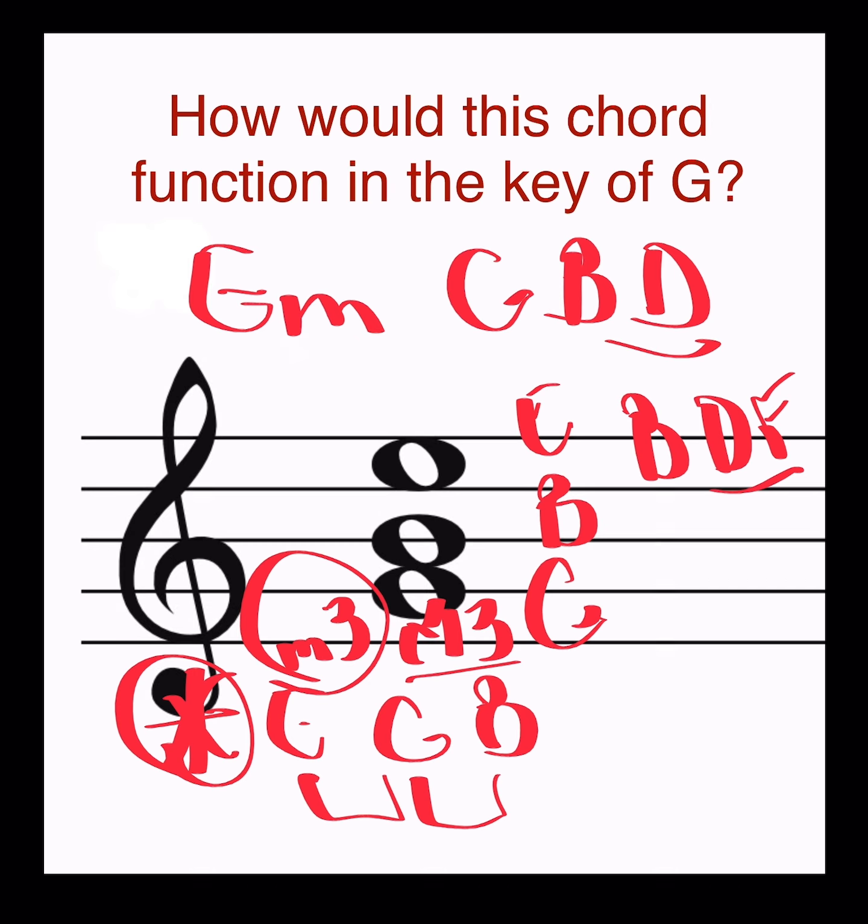Now, because the G is down in the bass, that would put the chord into first inversion, but that's not part of our question here. How would this chord function in the key of G? You have to think of your G major scale. In a G major scale, the note E is the 6th scale degree, so this chord here would function as the 6th chord in the key of G.